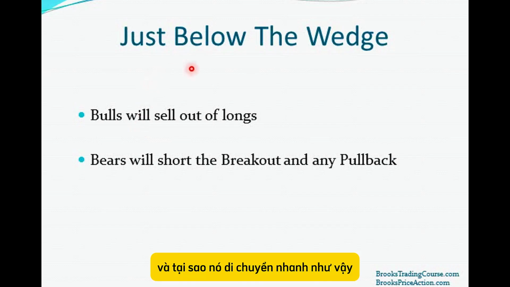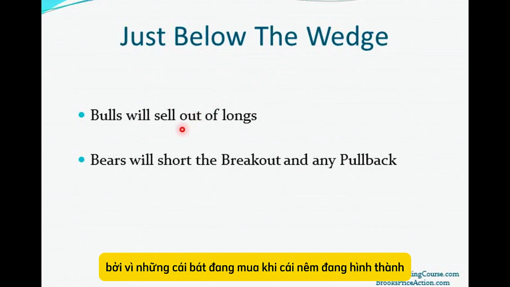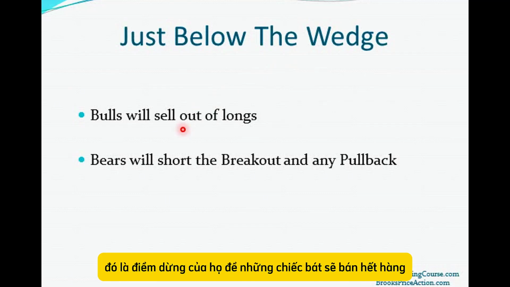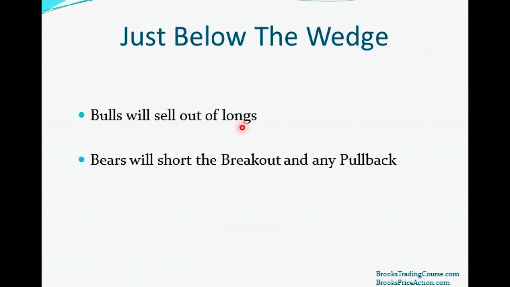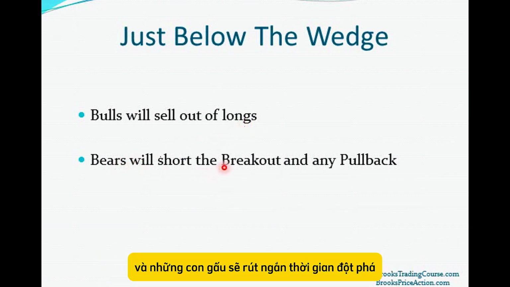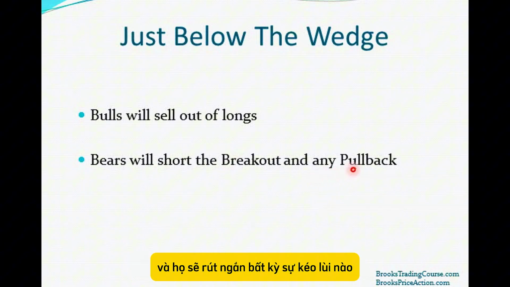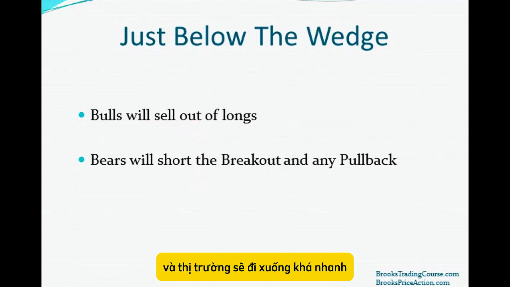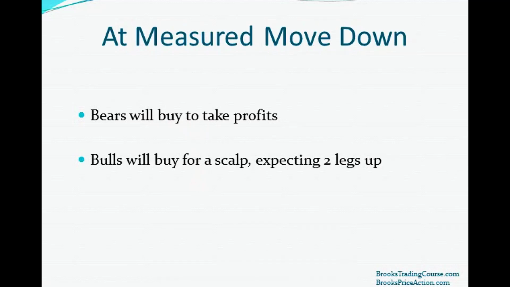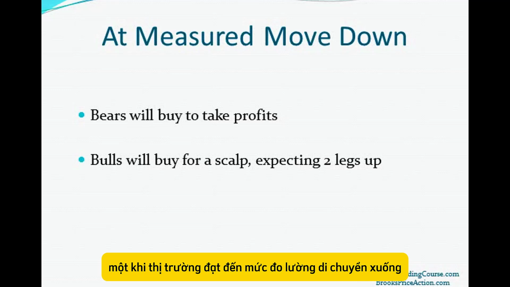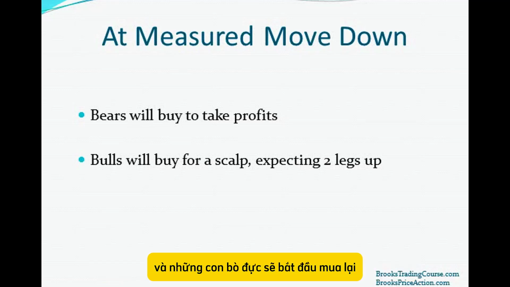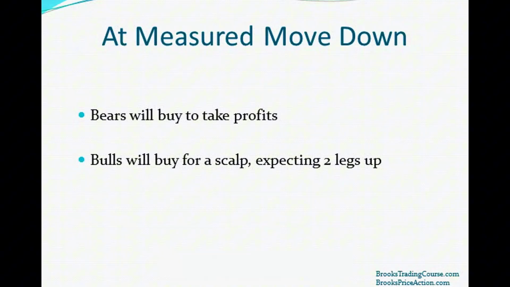And why does it move so fast? Because the bulls were buying as the wedge was forming, and if it falls below the wedge, that's their stop. So the bulls will sell out of longs. And the bears will short the breakout, and they'll short any pullback. So the bears are shorting, and the bulls are selling, so everybody's selling, and the market will move down pretty quickly. Once the market reaches the measured move down, the bears will buy back their shorts to take profits, and the bulls will begin buying again, looking for a 2-legged move up.